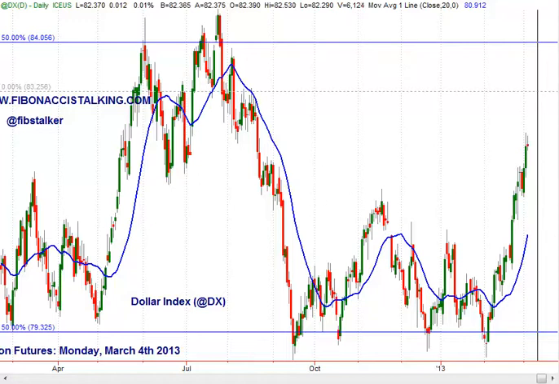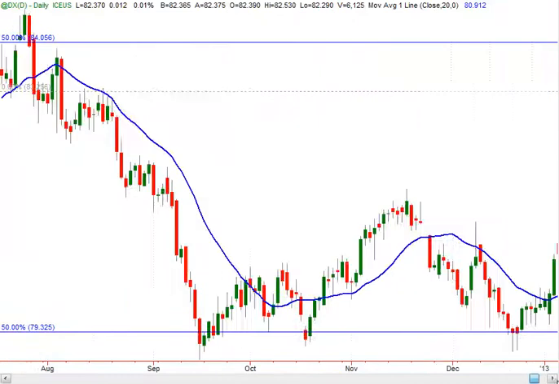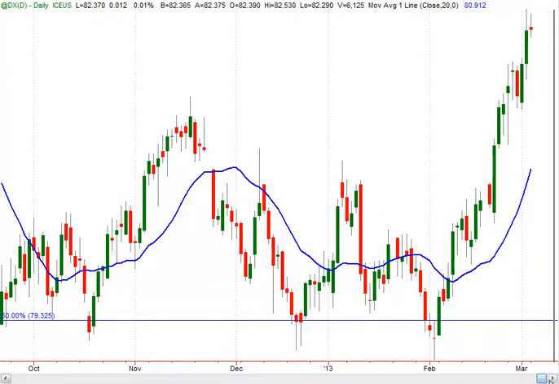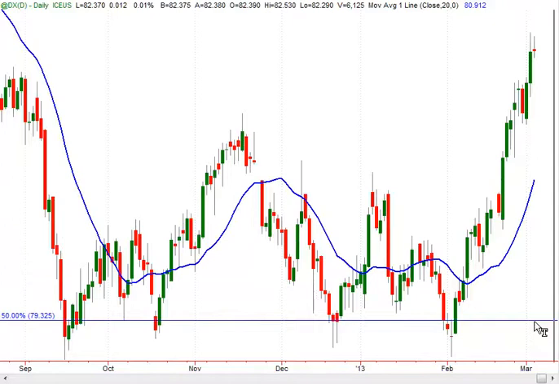So fundamentally, I don't see a specific reason why the dollar should keep moving higher. But as you know, I don't trade news, I don't trade fundamentals, I just trade price. But it's good every now and then to try to frame price action within fundamentals.